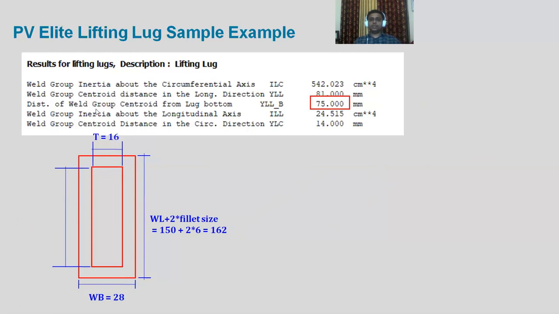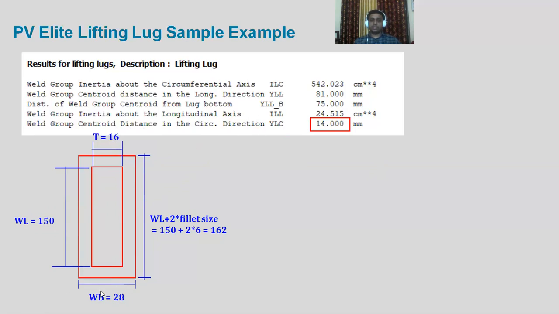Then the distance of the weld group centroid from the lug bottom. From the lug bottom to where the centroid is, it is 150 by 2, isn't it? WL is how much? 150. So this value is nothing but WL by 2, and that's the reason why it is 75, which has been shown over here.